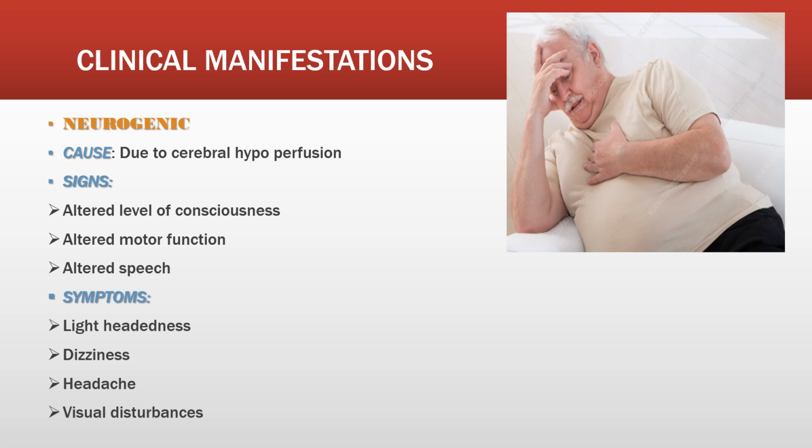Neurogenic. What neurological signs will your patients display and why? Because he's having low perfusion to the brain, cerebral hypoperfusion, and that causes your signs, that is an altered level of consciousness. He cannot do much of his motor functions properly, and sometimes there is altered speech. Symptoms, what the patient will tell you, are lightheadedness, dizziness, headache, and visual disturbances.